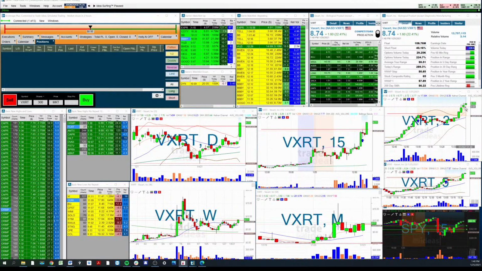And that is the VXRT. Looking left, you've got some resistance right around 929. So maybe 9 stalls it.